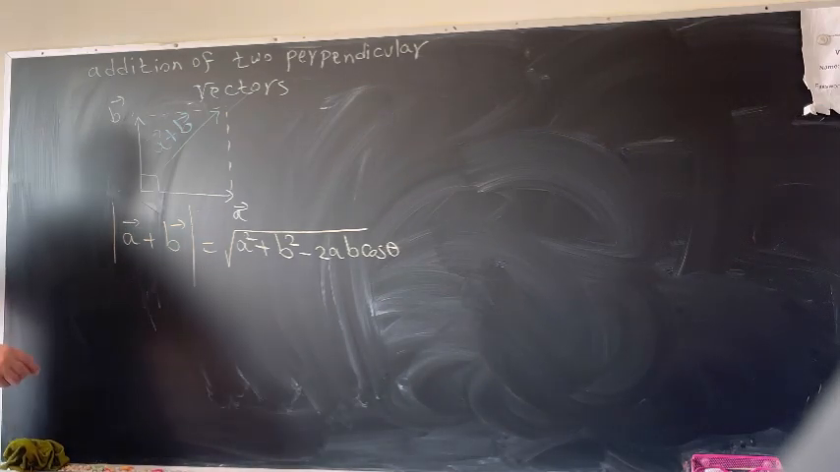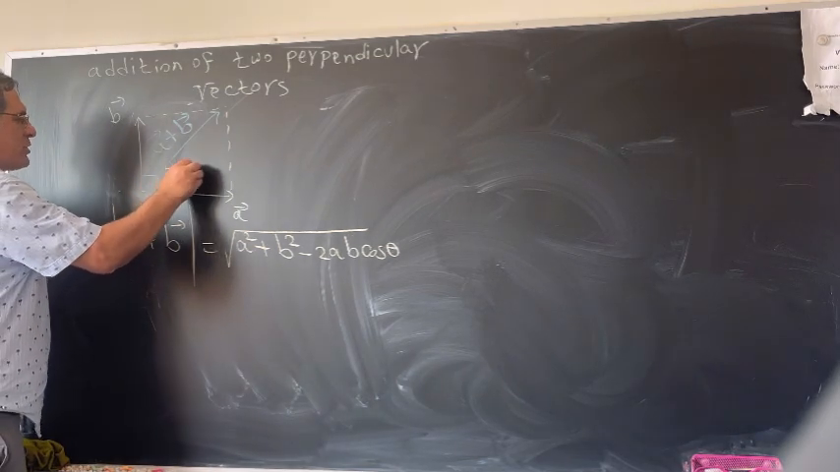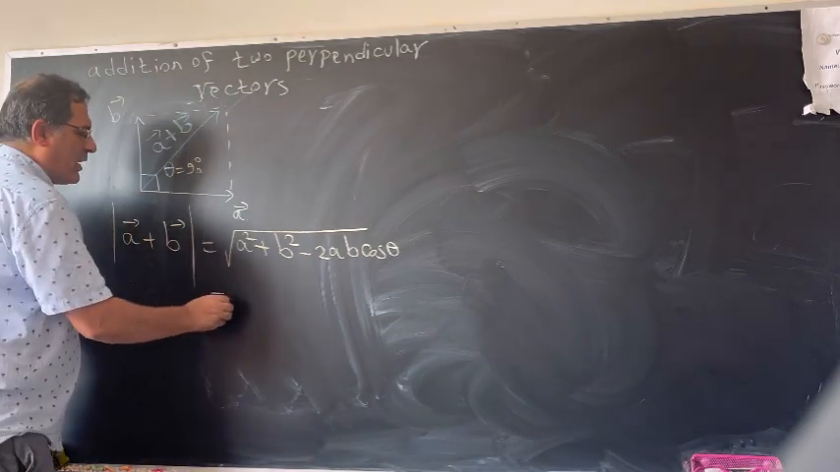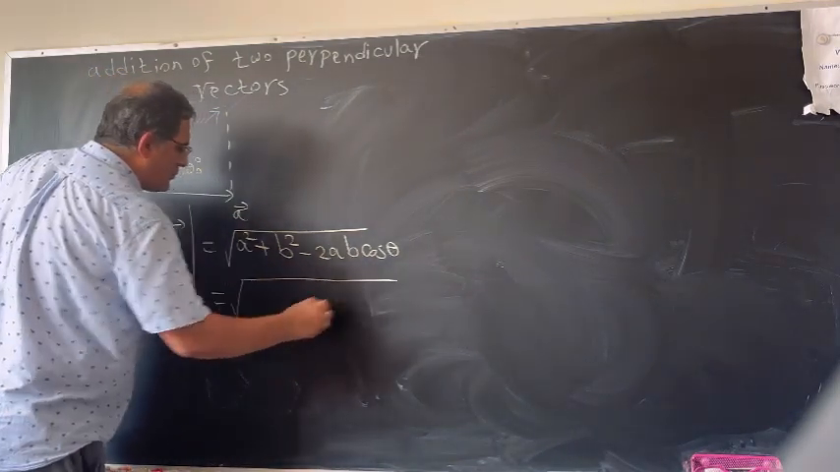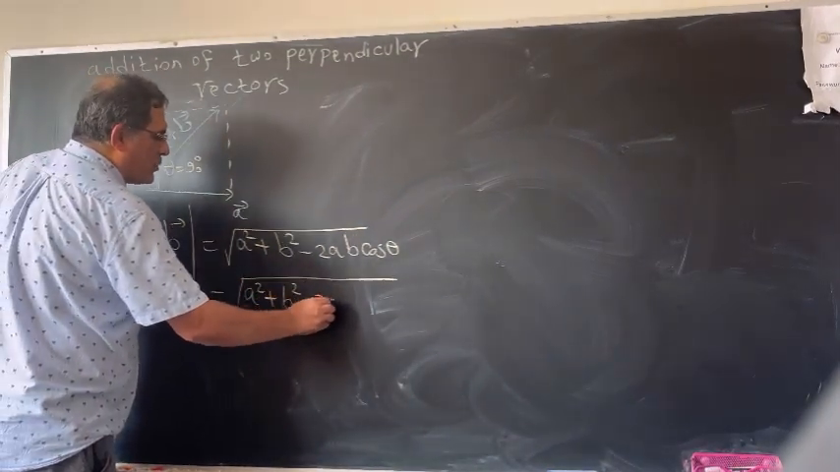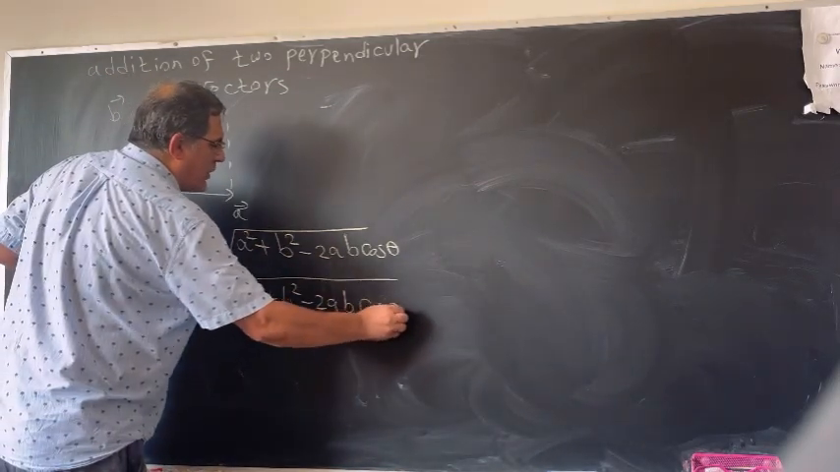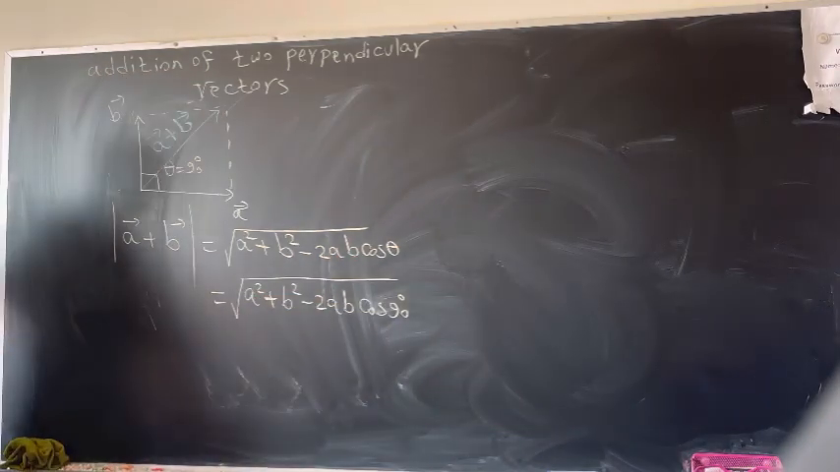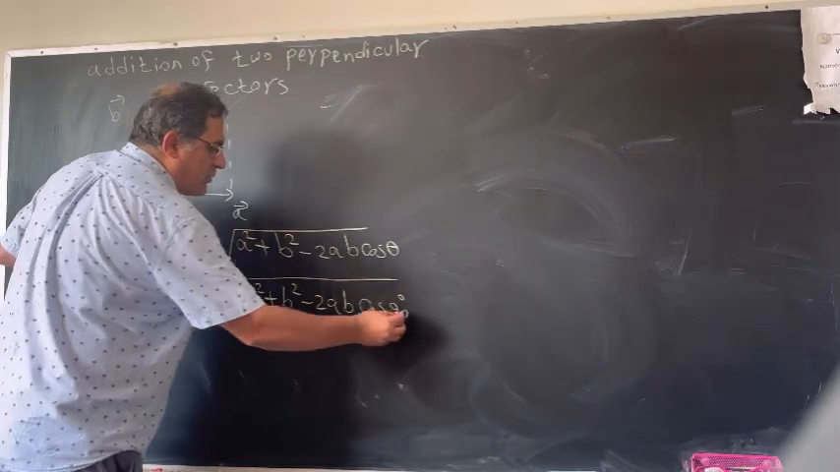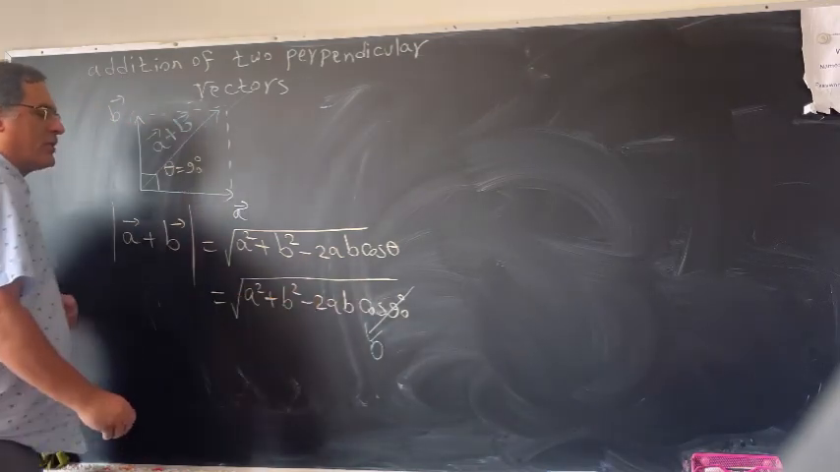Here, the angle between two vectors is 90 degrees. So you write A squared plus B squared minus 2AB cosine 90 degrees. As you know, cosine 90 is how much? Zero. Zero times any expression is zero.